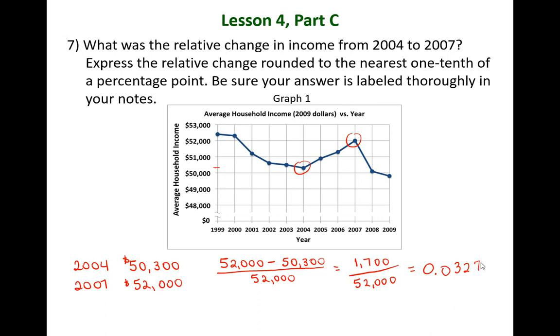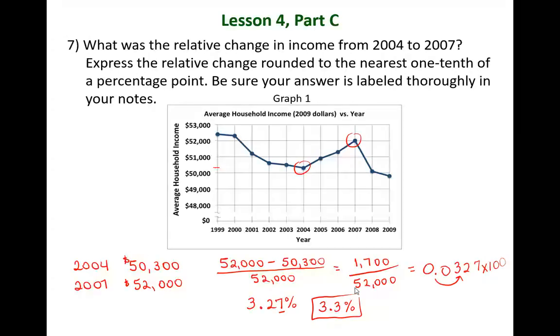But remember, we were told we normally want to write this as a percent. So we're going to multiply it by 100 to make it a percent. That's going to move that decimal right here. To the nearest 1/10, we could say 3.27%, but remember this is the hundredths. I'm getting 3.3%. So that income increased by 3%, a little more than 3% during that period.